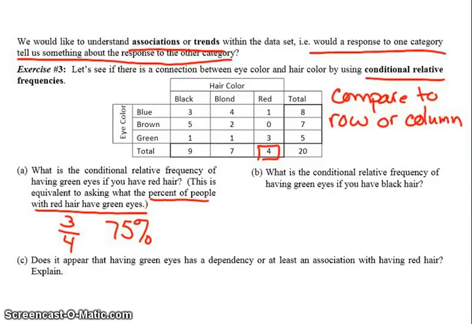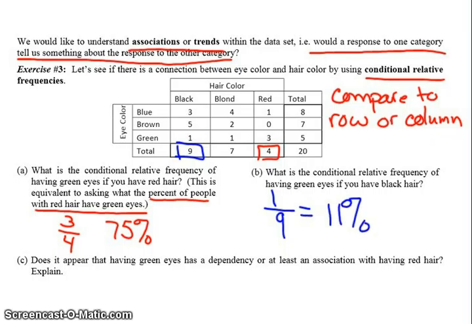What is the conditional relative frequency of having green eyes if you have black hair? Well, black hair, there's a total of 9, and green eyes is 1, there was 1 person. So when I turn that one into a percent, I'm rounding to the nearest percent, about 11%.